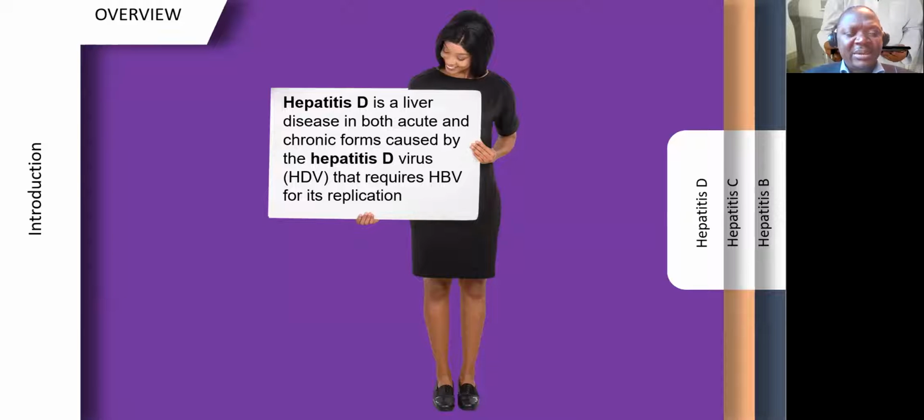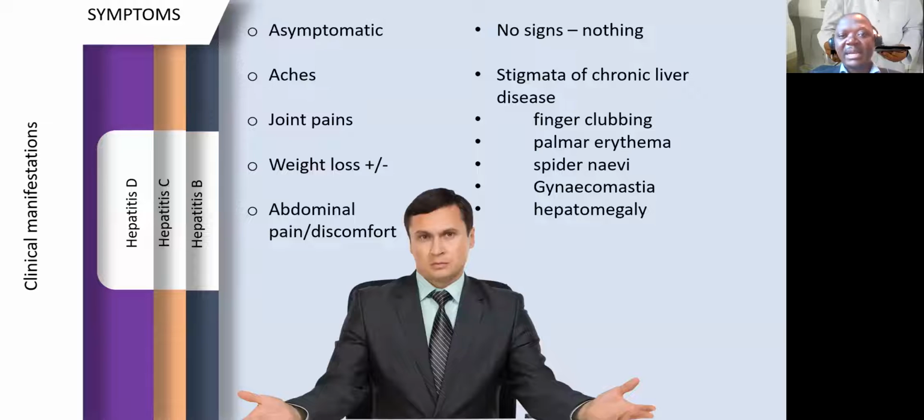Hepatitis D, on the other hand, is a liver disease in both acute and chronic forms caused by the D virus that requires the B antigen for it to replicate. In other words, in the absence of B, D does not survive. Which is some good news, isn't it?